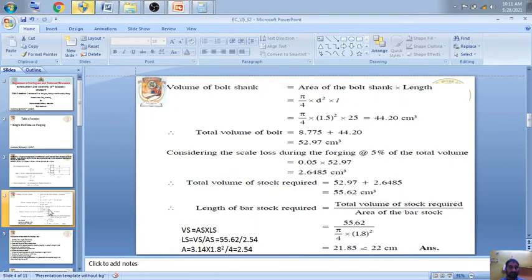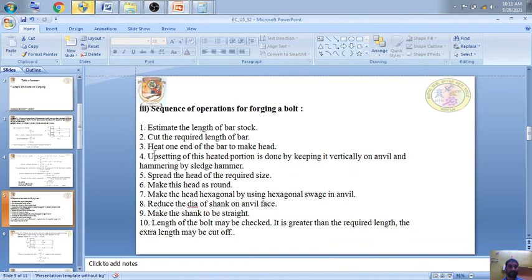Next is the sequence of operations. Estimate the length of the bar stock, 22 centimeter we have calculated. Cut the required length of the bar. Heat one end of the bar to make the head. Upsetting the heated portion is done by keeping it vertically on the anvil and hammering with the sledgehammer. Next, spread the head to the required size. Make this head round. Make the head hexagonal by using a hexagonal swage in the anvil. Reduce the diameter of the shank on the anvil face. Make the shank straight. The length of the bolt may be checked. If it is greater than the required length, the extra length may be cut off.